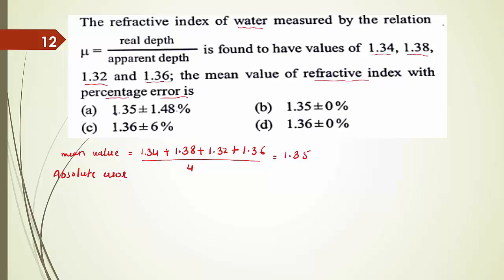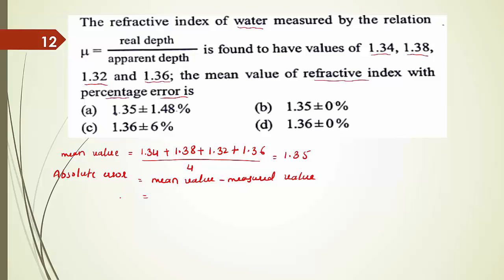How to find absolute error? Absolute error means mean value minus measured value. Mean value minus measured value, that gives absolute error. So what is the mean value? 1.35, minus the measured values, which are 1.34, 1.38, 1.32 and 1.36.